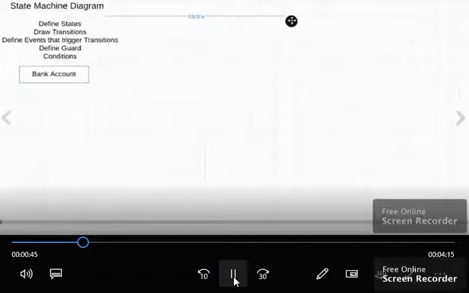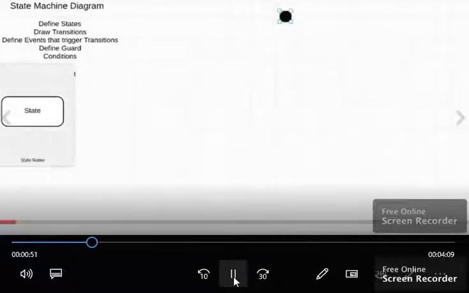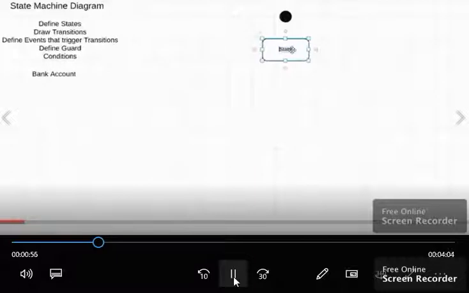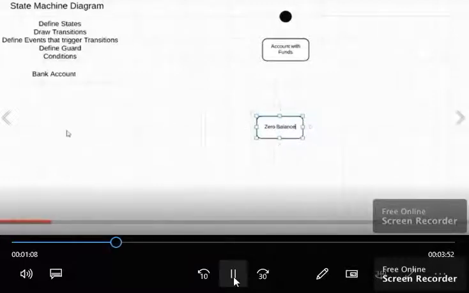So this is the start symbol. It is same as the activity diagram start symbol. Next, we'll be defining the state. So the first state is account with fund, and the second state is zero balance.